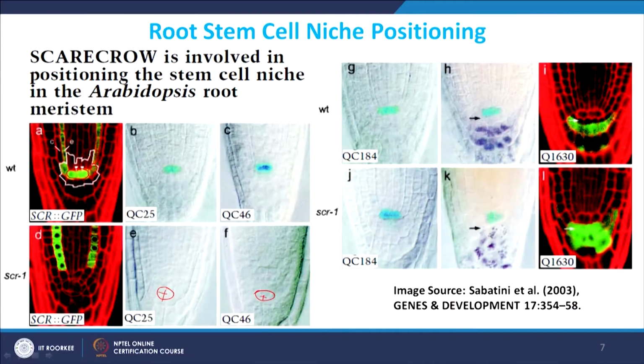This can also be seen here. This Q1630 is a marker for differentiated columella cells.